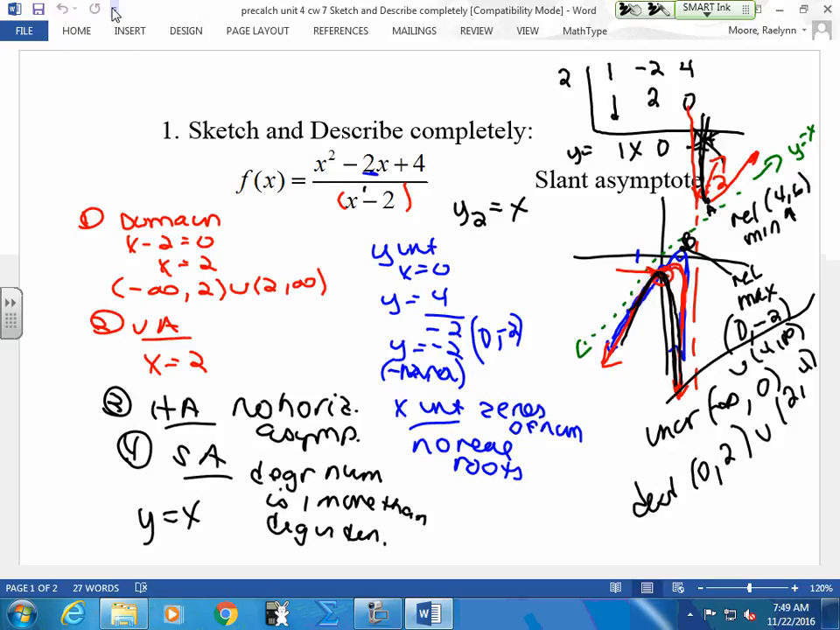What are the concavities? This is your concave down. Where am I concaving down from? I'm coming from here. From where? Negative infinity. And where am I going to stop caving down? 2. Yeah, but that's my asymptote. That's my natural boundary. I can't go past that. And my concave up says what? 2 to infinity. That's it.